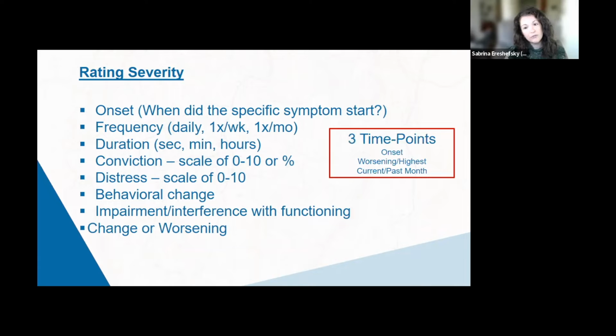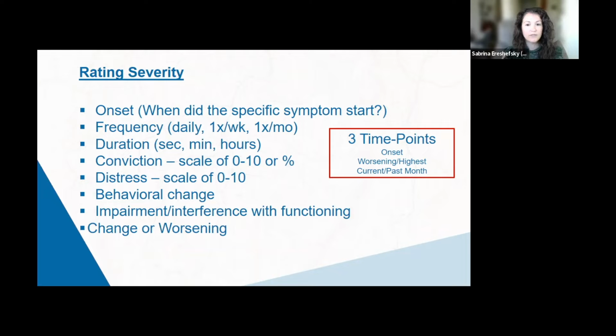with functioning and in your life, as well as change over time or worsening. Another goal is to get a good understanding of these different time points. So the onset, when did these symptoms first start? Was there a point where this worsened? What has been the highest level that the symptom has reached? And what is the current level of the symptom? What's going on in this past month?